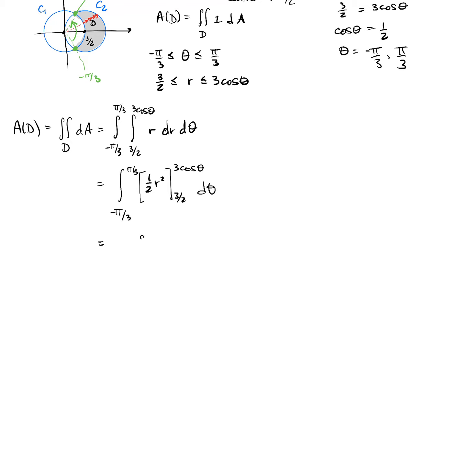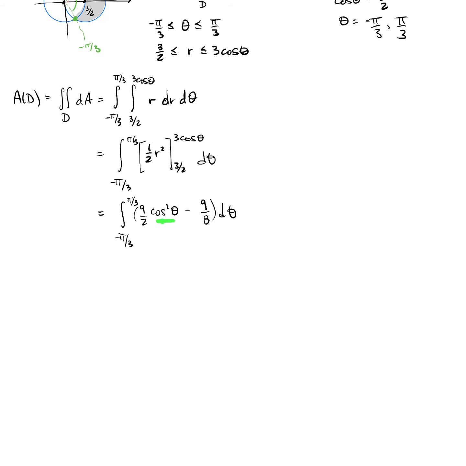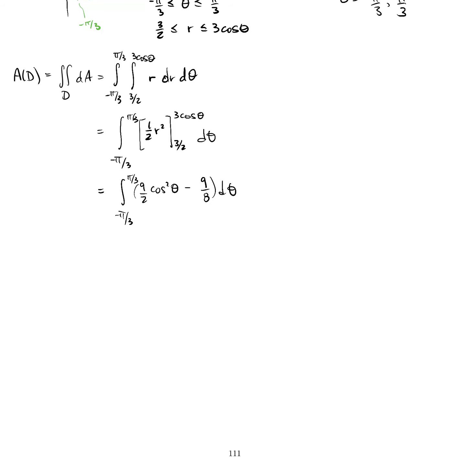9/2 cos squared theta minus, and then what do we get? 9/4 times 1/2, minus 9/8. And this will be from minus pi/3 to pi/3 d theta. Now cos squared theta, you may remember, to evaluate that there are some tricks, including the half angle identity. So we're going to replace cos squared theta by (1 plus cos 2 theta)/2. So I've got 9/2 times (1 plus cos of 2 theta)/2 minus 9/8.